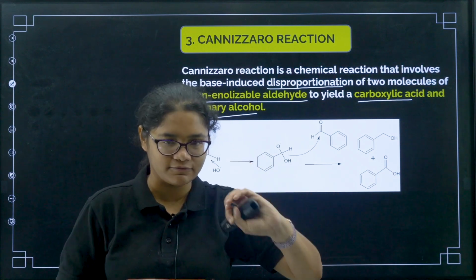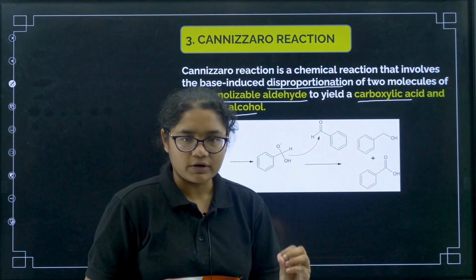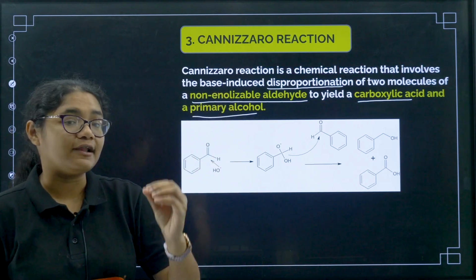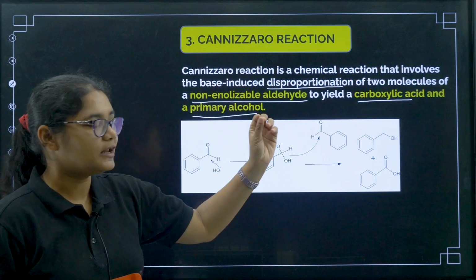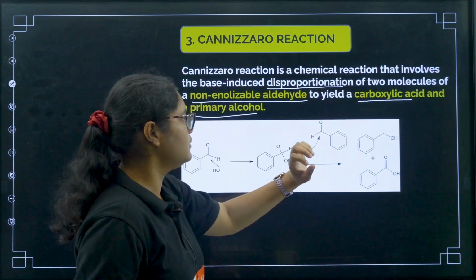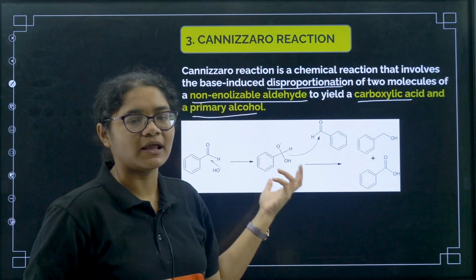No need. You do not have to write this way. You can just write down any aldehydes or ketones which do not have an alpha hydrogen. Those which do not have an alpha hydrogen undergo disproportionation reaction in presence of a base to give carboxylic acid and a primary alcohol.